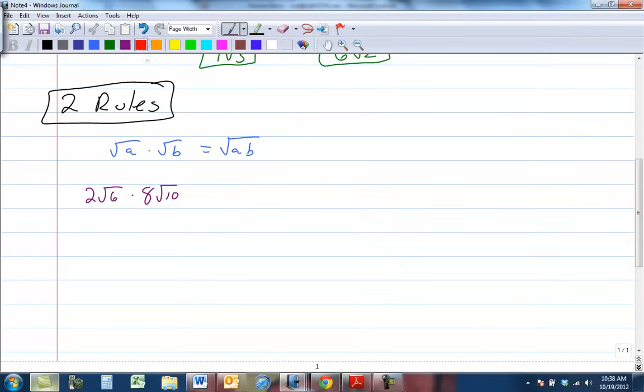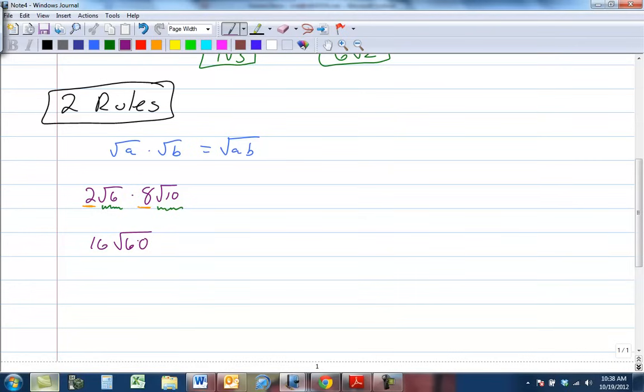Now, what can be multiplied together? Well, we got these regular 2 and regular 8. And then we've got root 6 times root 10. That kind of looks like this: root A times root B, we can multiply radicals. So, 2 times 8 is 16 times the square root of 60.